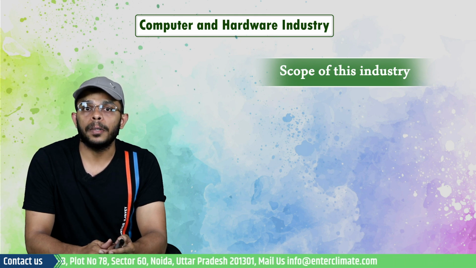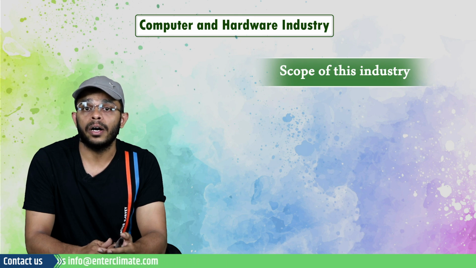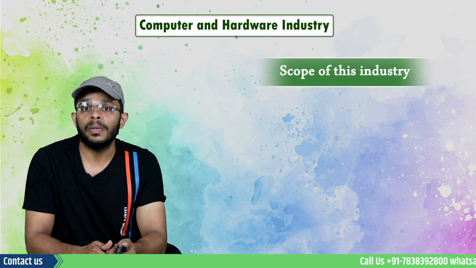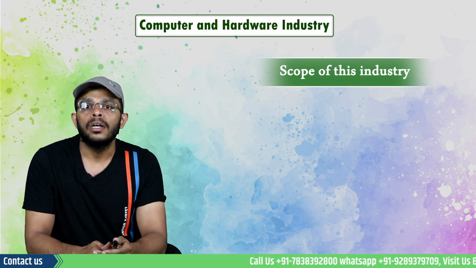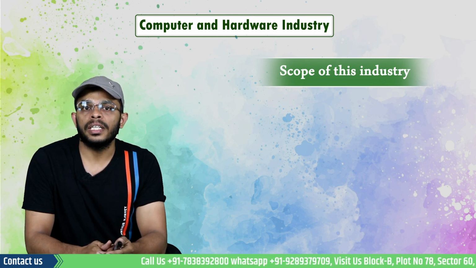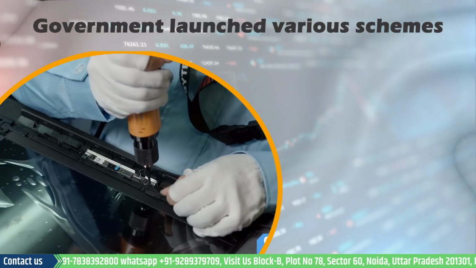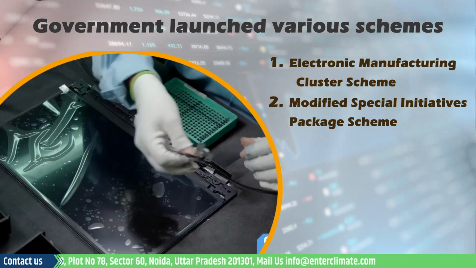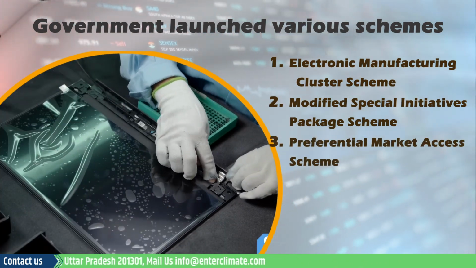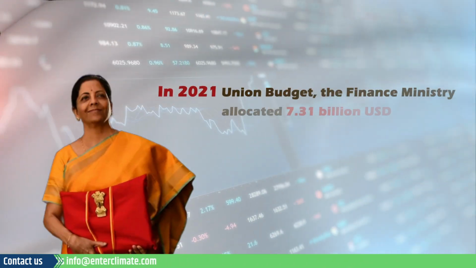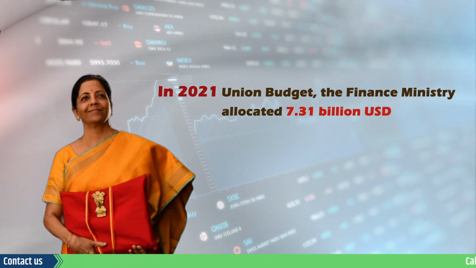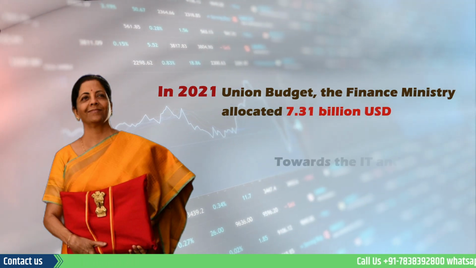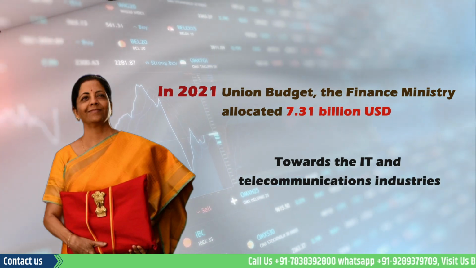Moreover, in the past couple of years, computer and hardware manufacturing has seen a particular liking among entrepreneurs from IT, non-IT, and even existing domestic electronic product manufacturers. To promote the domestic manufacture in the hardware sector, the government launched various schemes like the Electronic Manufacturing Cluster Scheme, the Modified Special Initiative Package Scheme, and the Preferential Market Access Scheme. In the 2021 Union Budget, the Finance Ministry allocated $7.31 billion towards the IT and telecommunications industries.